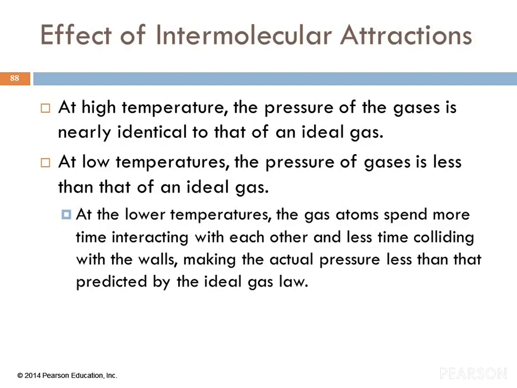The intermolecular attractions become significant under some situations as well. At high temperatures, the gas behaves very ideally. The pressure is what we expect. At low temperatures, though, the pressure is often less than what the ideal gas law predicts. And this is because at low temperatures, are the gas particles moving faster or slower on average? Slower. They're moving slower on average. And so when they collide with each other, they're not moving as fast.